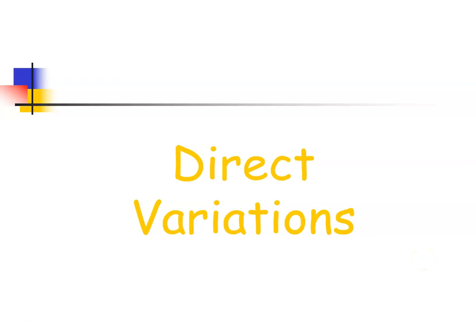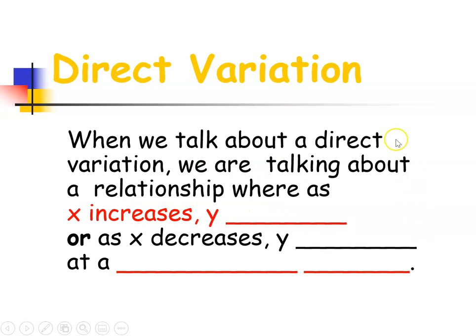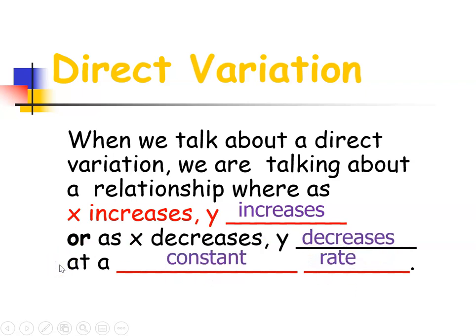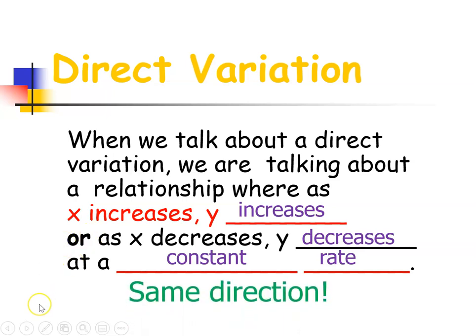Okay, guys, today we're going to learn about direct variations. Building off of ratios and proportions, we actually use those methods in order to solve direct variations. When we talk about a direct variation, we are talking about a relationship where as x increases, y increases. They both go up. As x decreases, y decreases at a constant rate. So they're directly proportional. They do the exact same thing, okay? They move in the same direction is the essence of it.